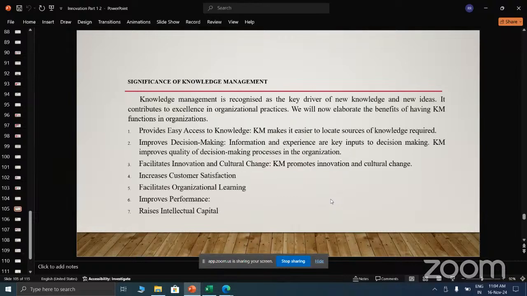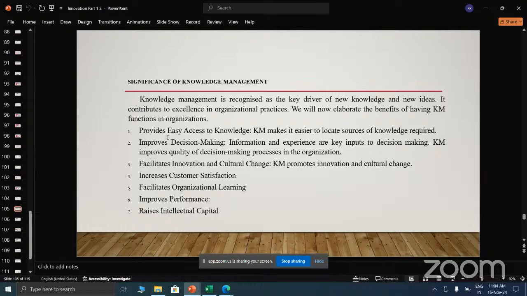Now let's see the significance of knowledge management. It is required as a key driver of new knowledge and new ideas. Knowledge management contributes to excellent organizational practices. We will now elaborate on the benefits of knowledge management functions in organizations. Okay, seven benefits are identified.